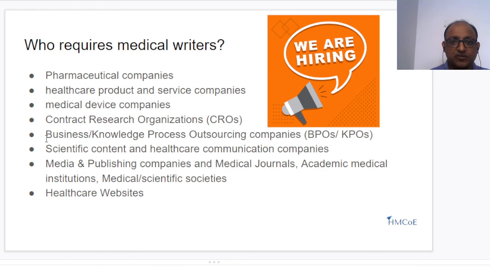This is another variant of knowledge process outsourcing companies, which have huge demand for people who are expert in their writing skill. Obviously, the scientific and the magazine community are looking for expert medical writers who can provide their inputs into various textbook writing, academic writing. Medical and scientific societies are there, various doctor communities are there. So these communities or associations require expert writers.